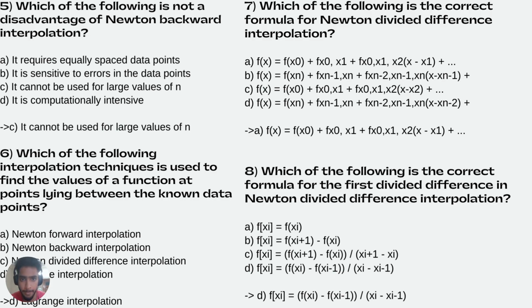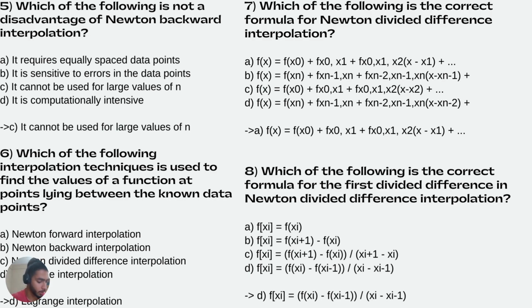Just a second. Yeah, A1 is the correct answer because firstly the formula starts with x naught, the first element, then it goes as it is seen in option A. Now let's move to question number 8.